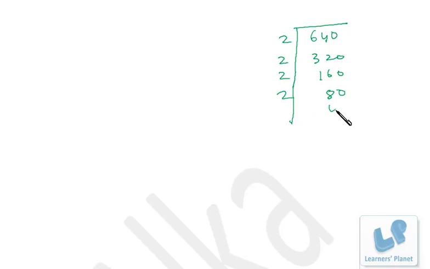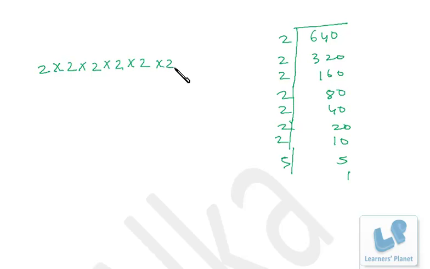Now suppose I have a number 640. Okay, what is the first step? I'll factorize it: 320, 160, 80, 40, 20, 10, 5 and 5, 1, right? Now I just write all the factors over here. 2 into 2 into 2 into 2 into 2 into 2 into 2, that is seven 2's, and then 5.